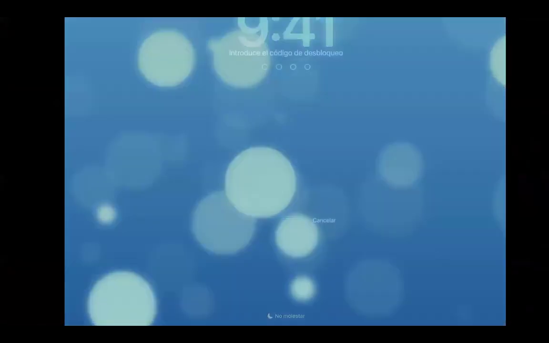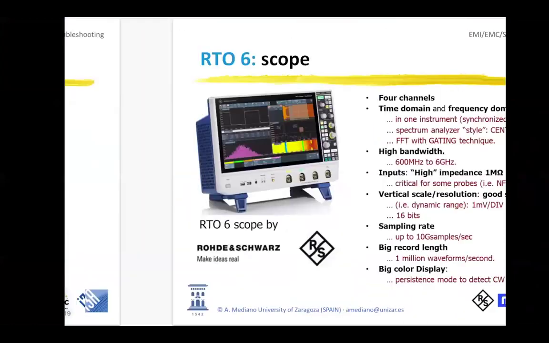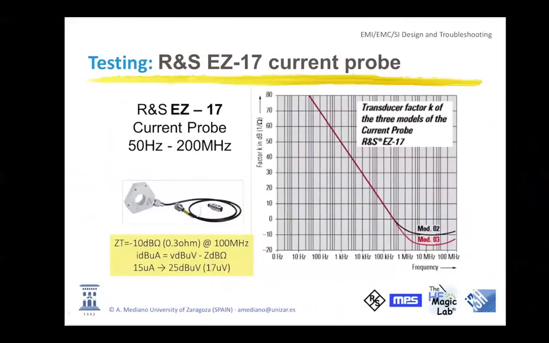So this is the current probe I will be using in my experiment. It's a current probe with a bandwidth of 50 hertz to 200 or 400 megahertz, depending on the model. And from the manufacturer, you will have the transducer factor of this device, because you are measuring current, but you obtain a voltage at the output. And this conversion is frequency related.